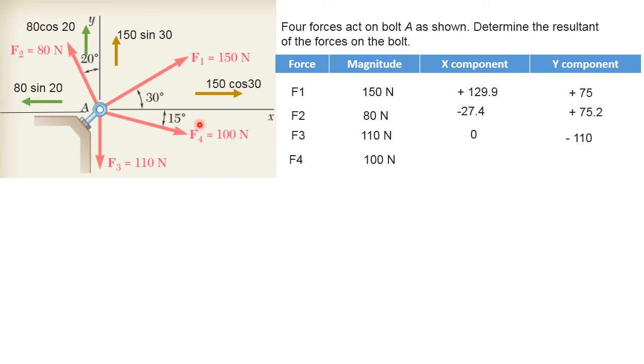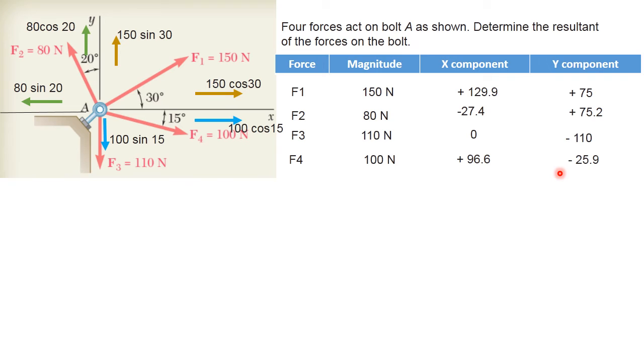Okay. Similarly F4. If I rotate F4 towards the x axis, the direction will be towards the right. If I rotate it towards the y axis, the direction will be downward, like this. And what will be the value? 15 degrees is given with the x axis, so x will be the cos component and the other one will be the sine component. This value will be positive, this value will be negative. If you calculate, the value will be plus 96.5 and minus 25.9 Newton.